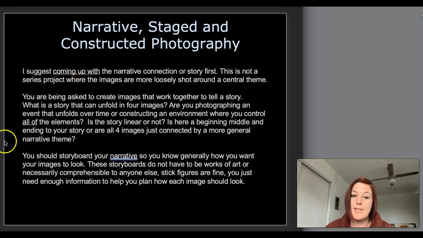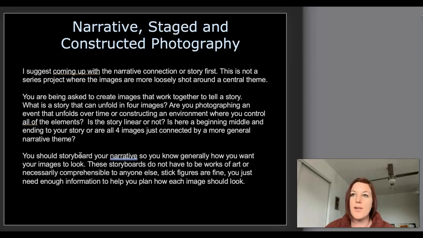These are all possibilities. My main suggestion here is that you storyboard your narrative, so you know generally how you want your images to look. In the lecture I included a bunch of very well wrought storyboards. That does not have to be the case, right? As long as it's comprehensible to you, it doesn't really have to be comprehensible to anyone else. Stick figures are fine. A storyboard is just a way of you to visually organize information so you know what your shots are going to look like. It just helps you plan, right?